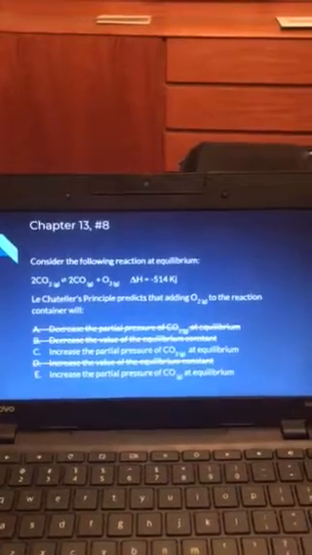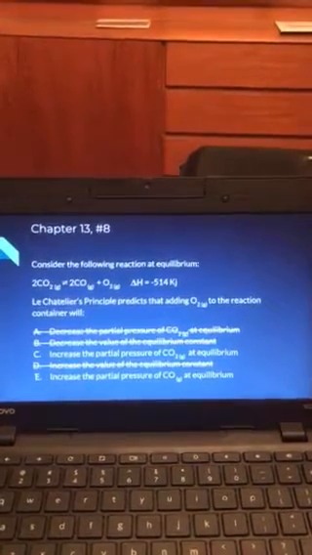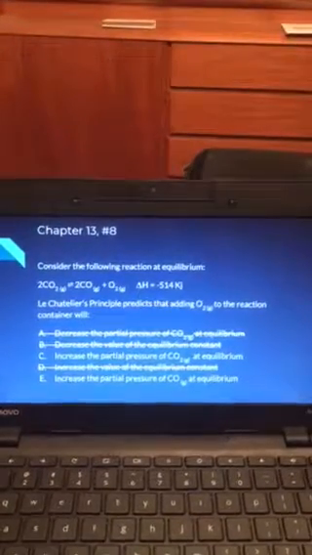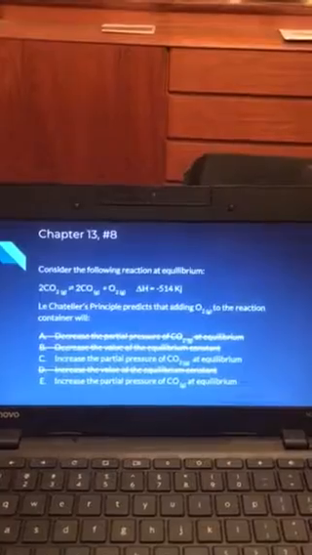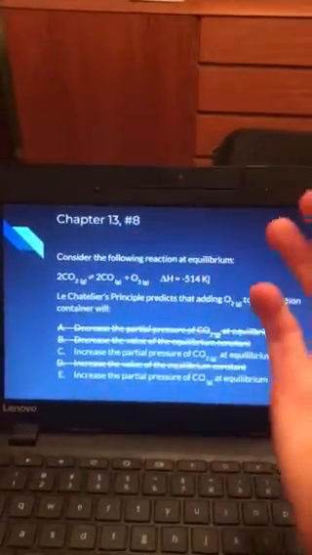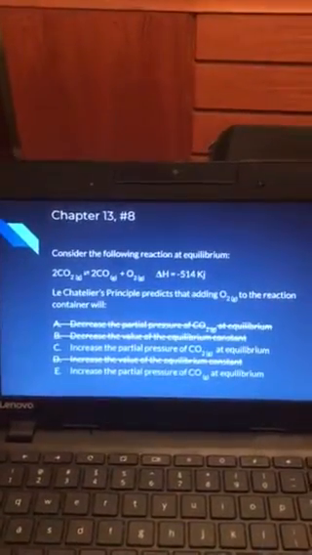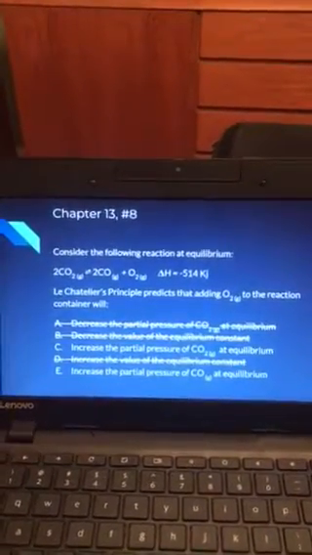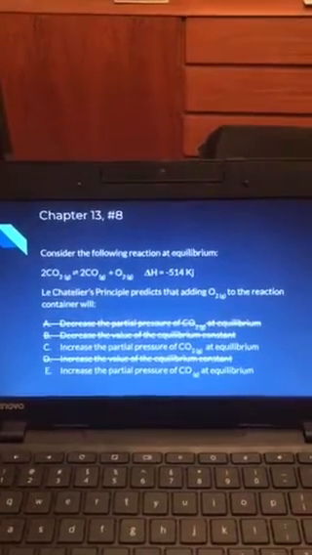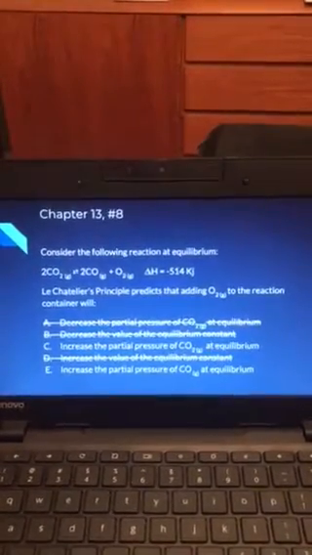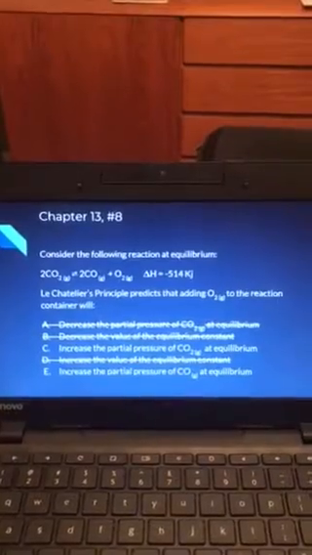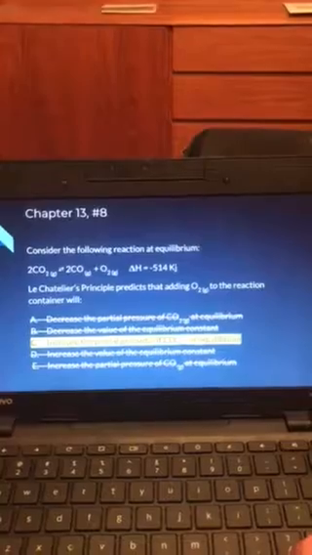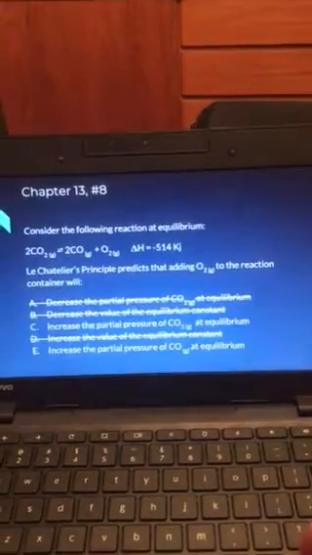E suggests that adding O2 will increase the partial pressure of CO at equilibrium. This one is the most obvious one. That's not it. If we're adding more O2 to the side that already has more moles of gas, we've already established that this is definitely going to shift left. It's going to produce more moles of CO2. So in no way is it going to increase the partial pressure of CO. It's going to increase the partial pressure of CO2. If you don't understand that, I'm sorry. Oh gosh, you can't see that.